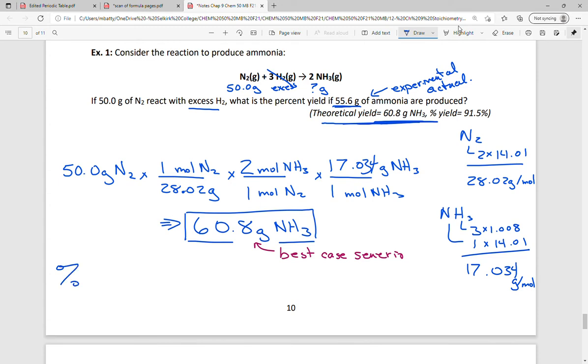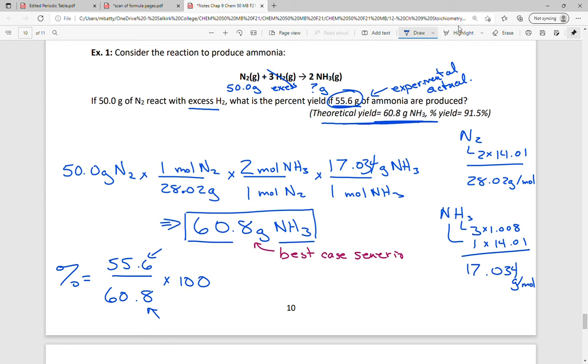The percent yield would be what I actually got, so 55.6 grams out of a total possible of 60.8 grams times 100. And I didn't write the equation for that out just because I was a little jammed for space here, but that is at the top of the page. That's percent yield is actual yield over theoretical yield times 100. And so this is what your percent yield is.